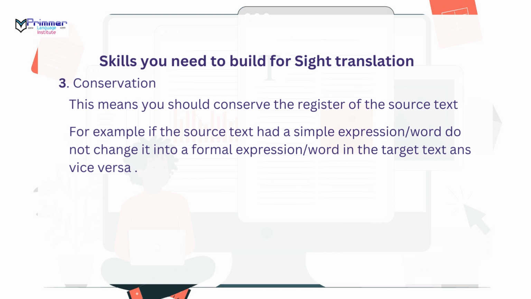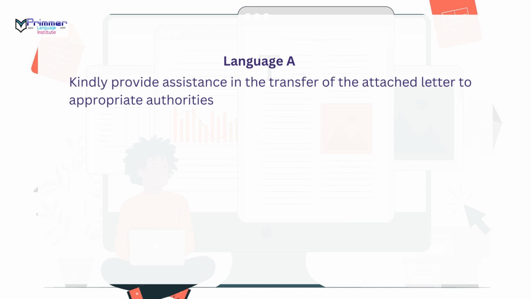It's very easy for you to see something formally written, then you now say it in a very simple way. I'll give an example. For example, we have a sentence: kindly provide assistance in the transfer of the attached letter to the appropriate authorities. Now, the appropriate authorities, as the word appropriate there is a formal expression. If you're now taking it into the language B, you are supposed to do a translation of that word in its formal context in the language B.